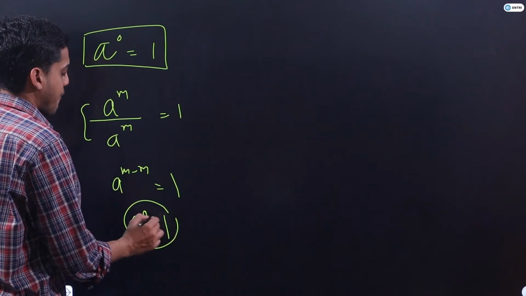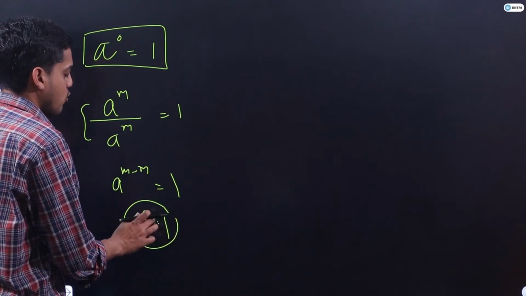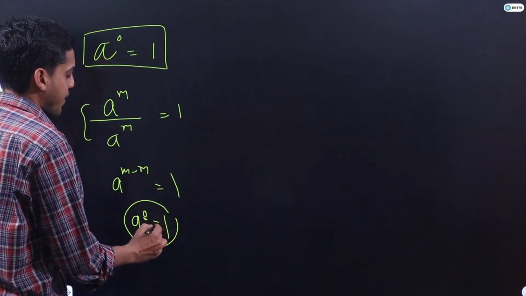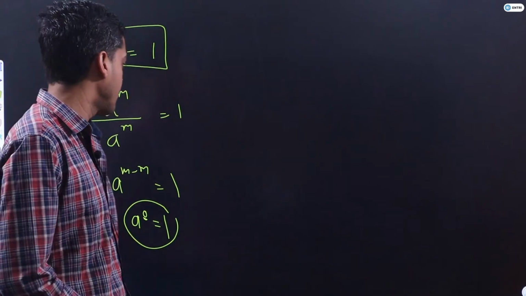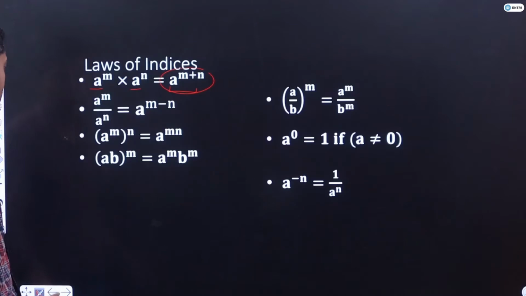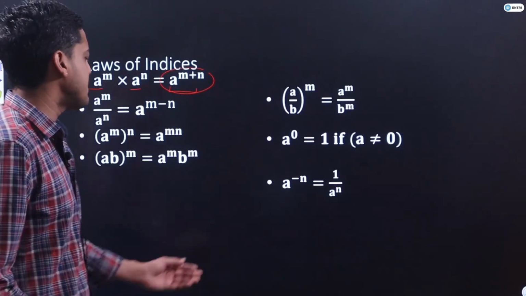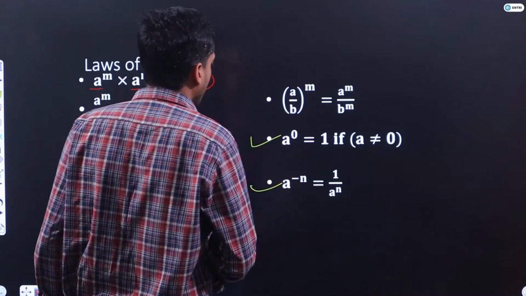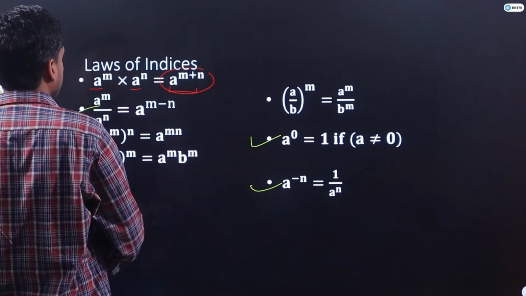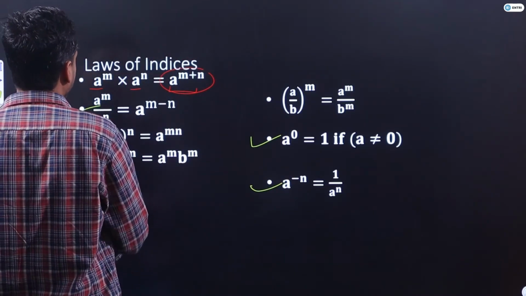So whenever the power is 0, the final value will always be equal to 1 only. It is quite basic. Now guys, I hope you all know these basics like a to the power minus n. We have discussed this, a to the power 0, we all know this. These are two very important properties.